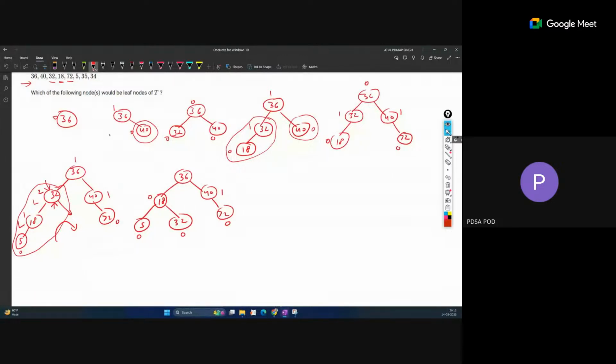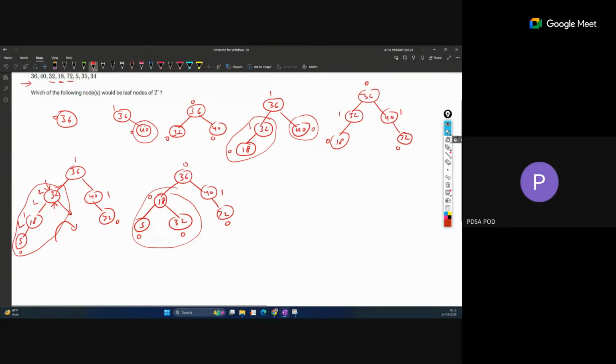For 36, you can see we have two paths. Like 36, 18, 5, this is one path from root to leaf. Another is 36, 18, 32. On this part actually, not from the 36, this is the left subtree. So 18 to 32, 18 to 5, both have two nodes in the path. So 2 height is on the left, 2 height is on the right. So 2 minus 2, 0. Now you can see all balance factors are now less than 2. So this becomes balanced.